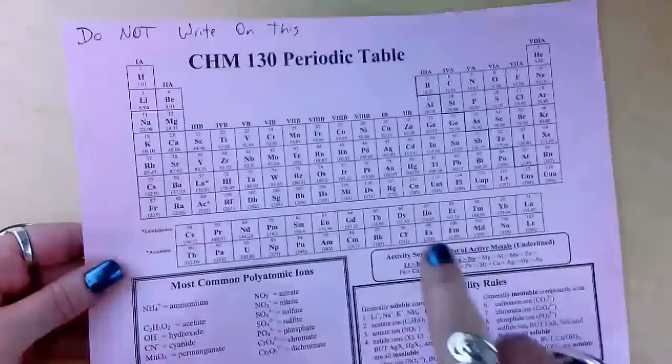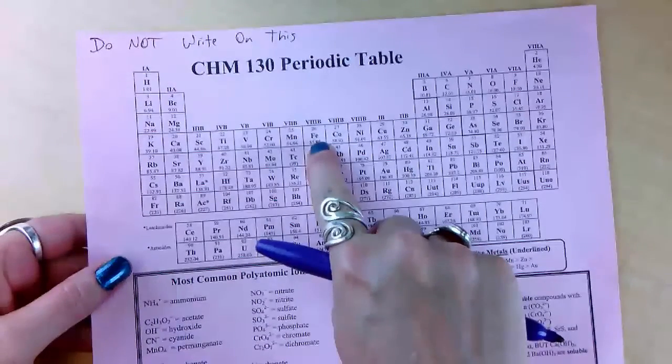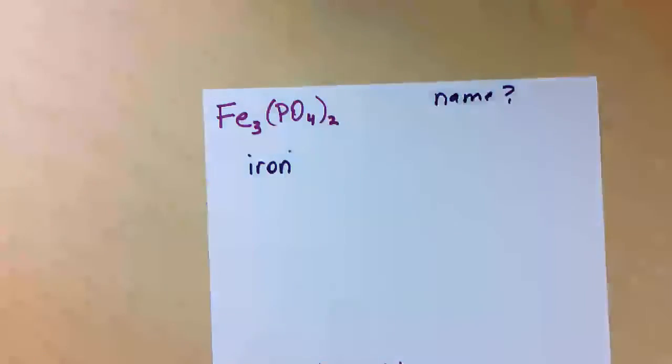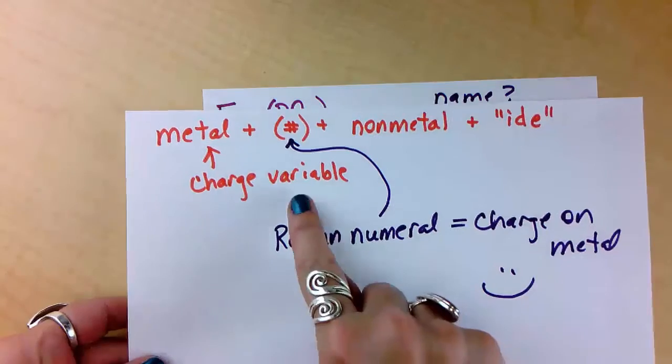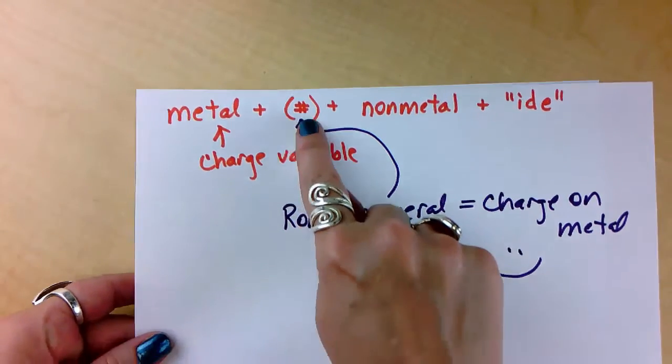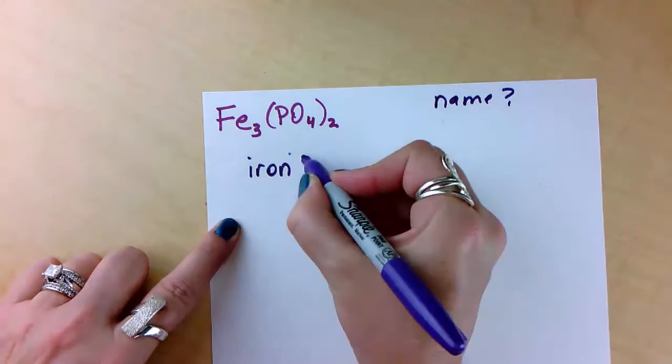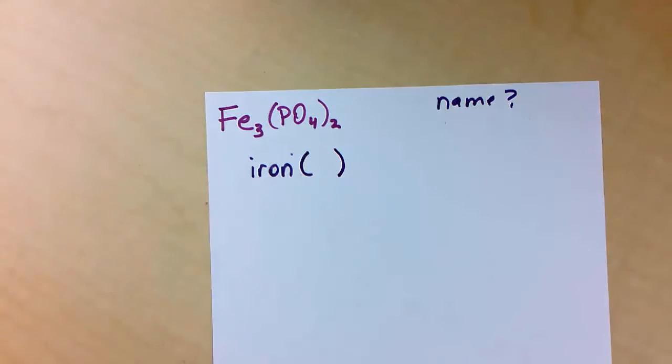Do we know the charge of iron just by looking at the table? No, we don't. We do not know the charge of iron. It is not fixed. It is, in fact, variable. So this is going to get a Roman numeral in it. I don't know what that Roman numeral is yet, but I'm going to leave a place for it.